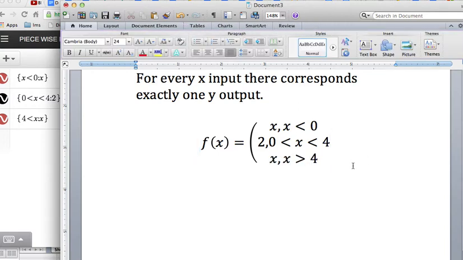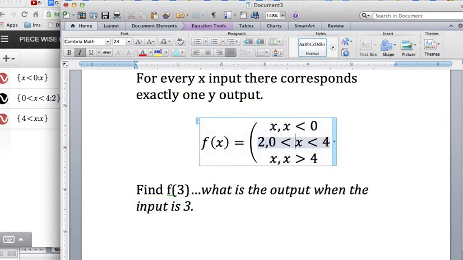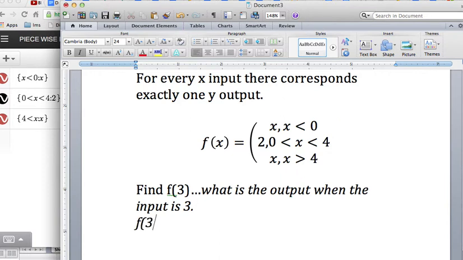Okay, so how does this work? If I said find f of 3, this says what is the output when the input is 3. So we have to say, okay, well, our input is 3. That's this part of the equation right here. So f of 3 must be 2.